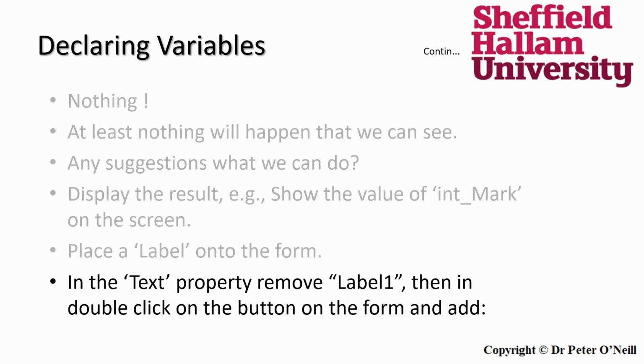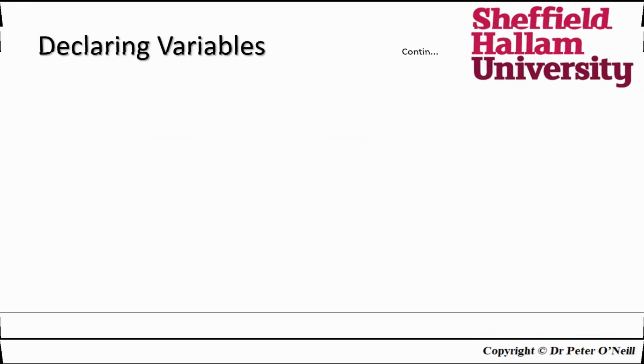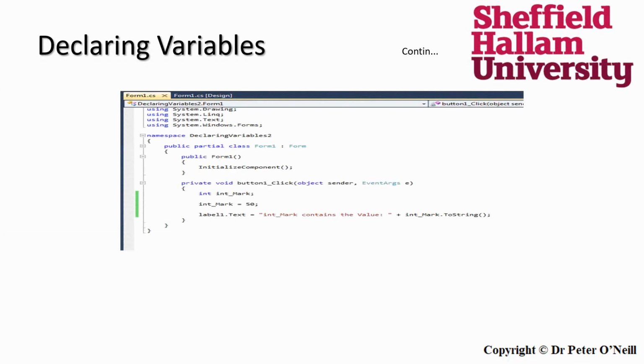In the text property of label 1, because that's what it will be called by default, remove the word text. Then go back to your form and double click on your button and add in the following lines of code. In theory, you should already have int mark. By the way, this can also be seen in declaring variables number 2. Notice that we've added something.